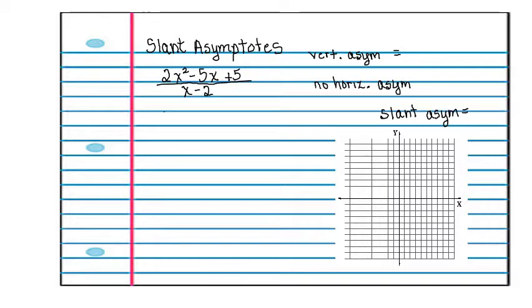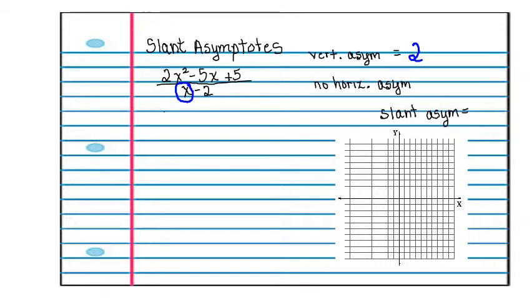Let's find the slant asymptote for this particular function here. Okay, so the first thing that we're going to have to do is discover what the vertical asymptote is, and that's pretty easy because of the x minus 2 right here. So we know the vertical asymptote is going to be a positive 2.